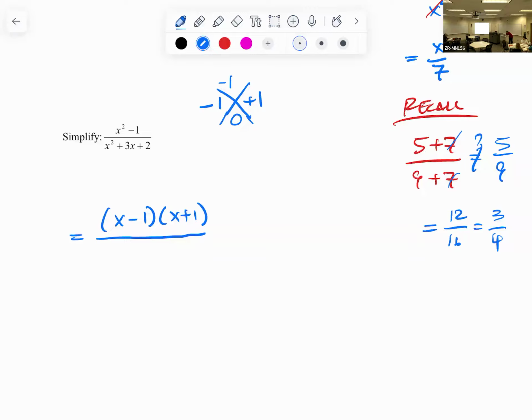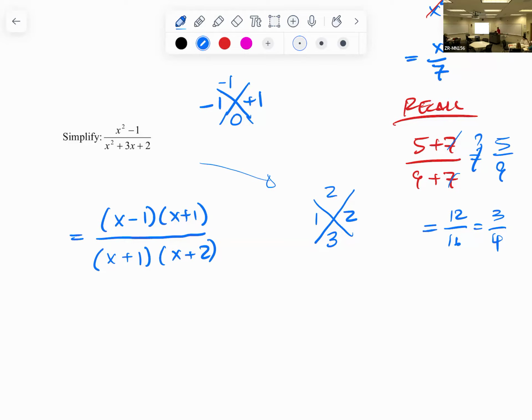Now, same thing with the denominator. That one is another diamond. 2 in the top, 3 in the bottom. Brian, what are the factors? 1 and 2. That's once again, I can jump straight to the factors because the coefficient in front of the x squared is 1.